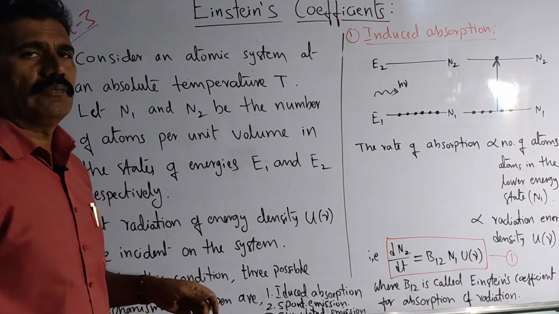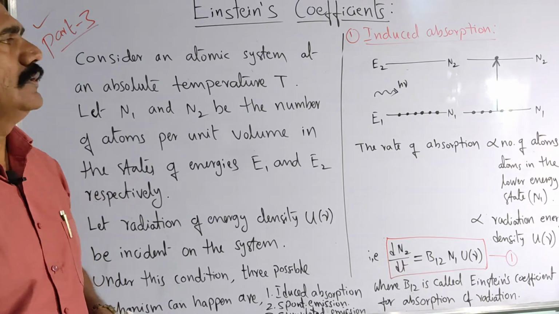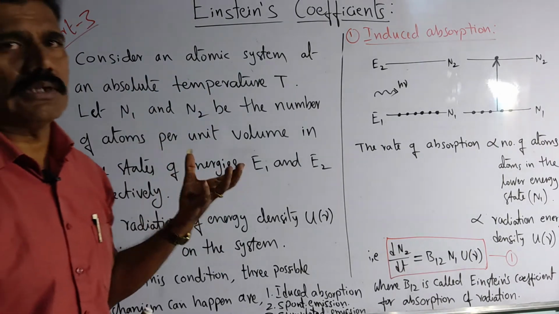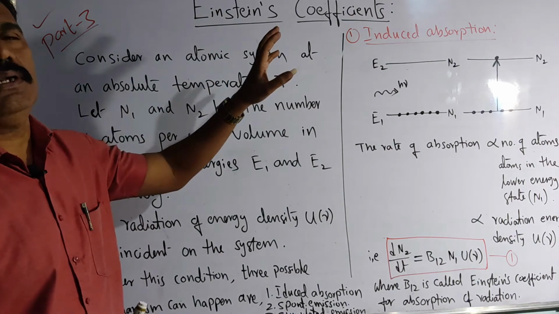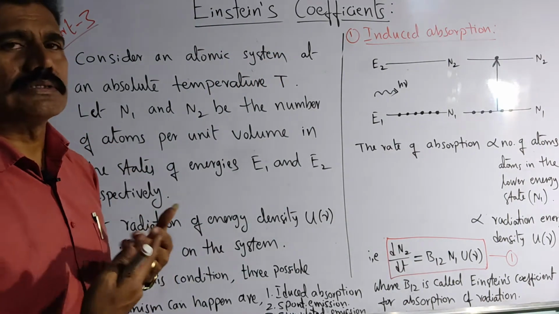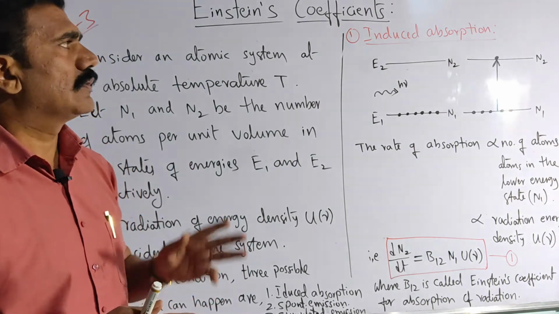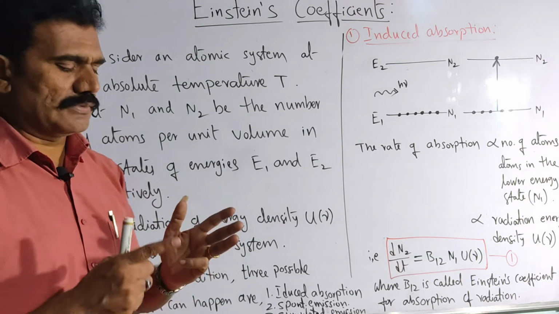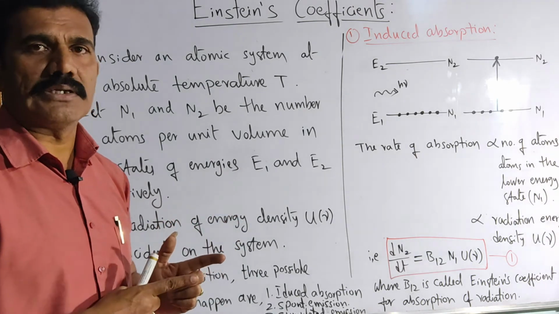In this part of the video, I am going to derive some equations. Some constants we have to derive. Those constants are named Einstein's coefficients. To define them, recall what we discussed in the last class about the interaction of radiation with matter. We come across three mechanisms: induced absorption, spontaneous emission, and stimulated emission.